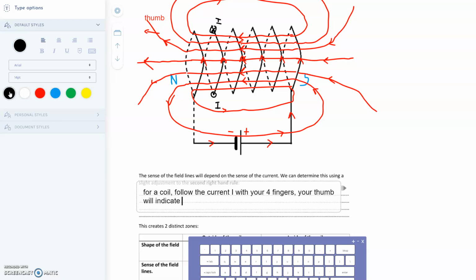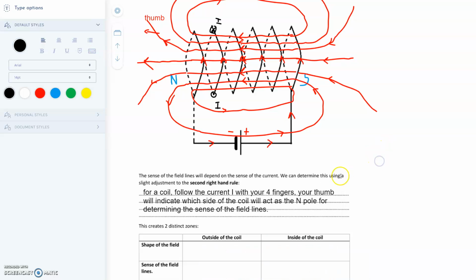will indicate which side of the coil will act as the North Pole for determining the sense of the field lines. So you use the second right-hand rule to determine the sense of the field lines of your coil.